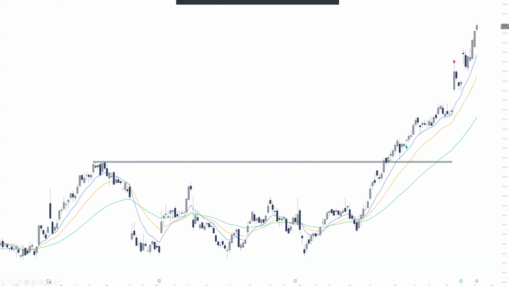We bought this when it broke out of this resistance level. It was a concern that I was buying a little high. I wasn't buying fully back here, but it's a trade that comes out on Mondays, and we look at them at the end of the week. But they're a longer term view.